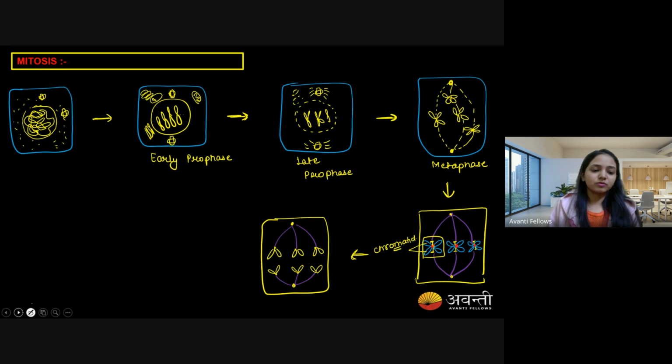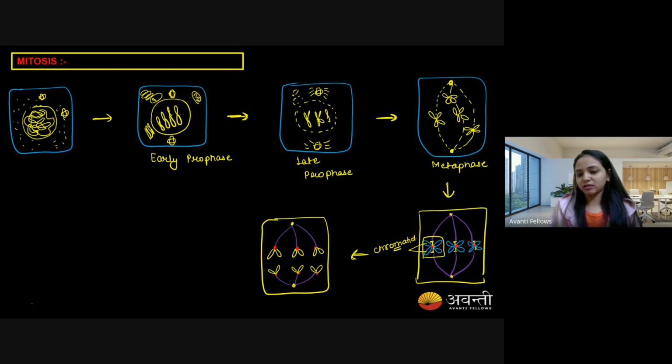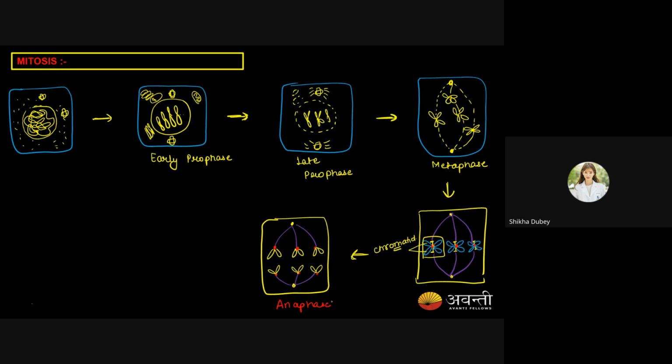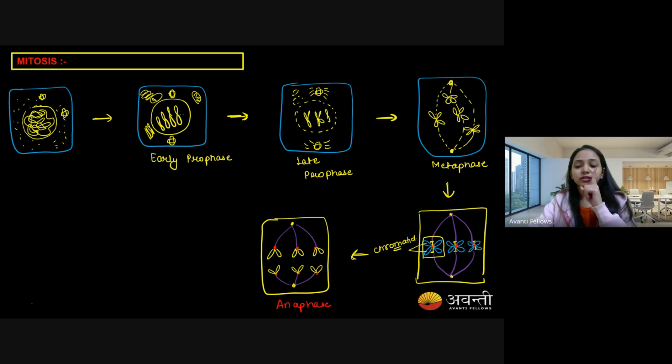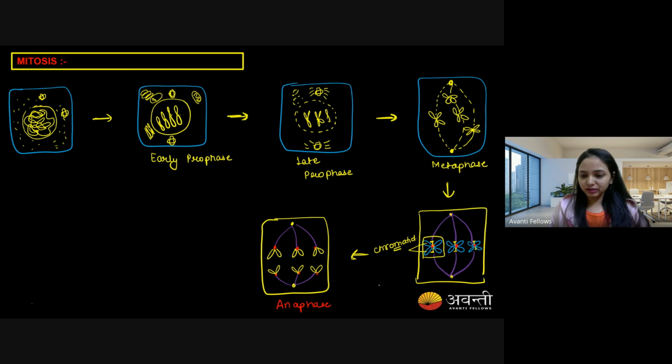Centromere. Chromosomes are trailing behind the centromere. Then which phase is this? Anaphase. What happened in anaphase? The centromere splits and chromatids move to the opposite poles. Very good.